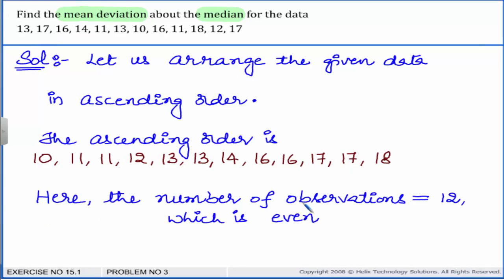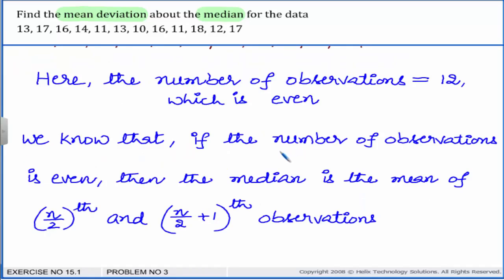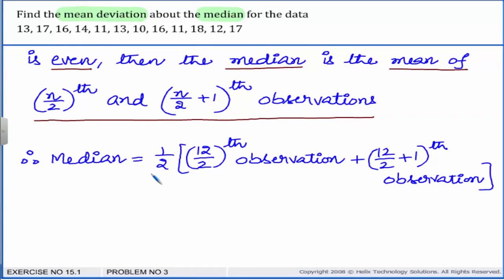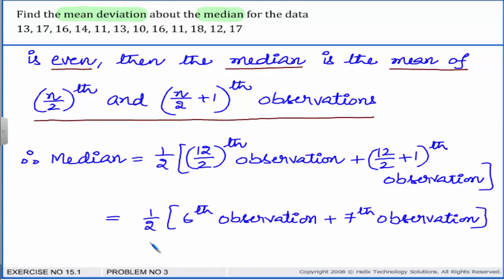Here, the total number of observations is equal to 12, which is even. We know that if the number of observations is even, then the median is the mean of n by 2th and n by 2 plus 1th observations. You have to remember this. Therefore, we have median is equal to 1 by 2 into 12 by 2th observation plus 12 by 2 plus 1th observation. So this is equal to half into 6th observation plus 7th observation.